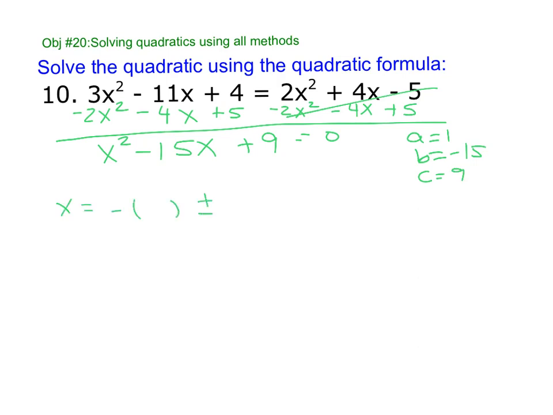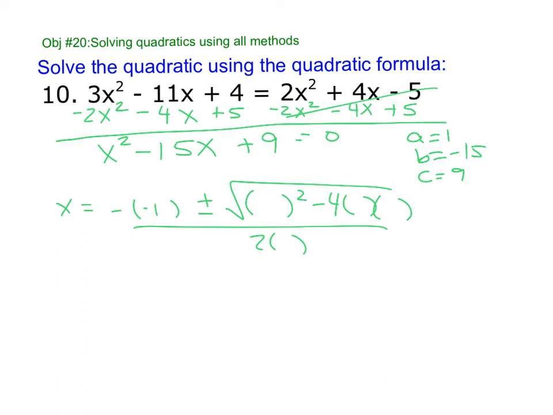Negative b plus or minus. I know you're probably tired of hearing me sing. 4ac all over 2a. Negative 15, negative 15, a, c, a. Negative negative 15 is 15 all over 2. All right, so we get negative 15 squared minus 4 times 1 times 9 is 189.